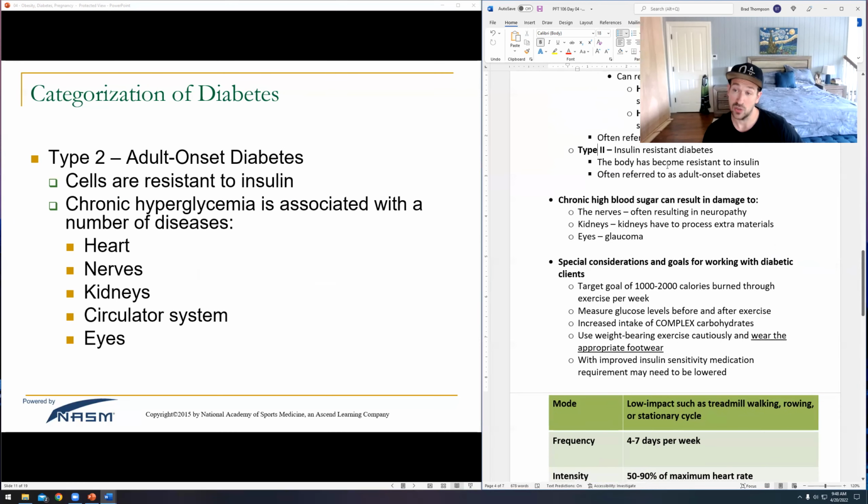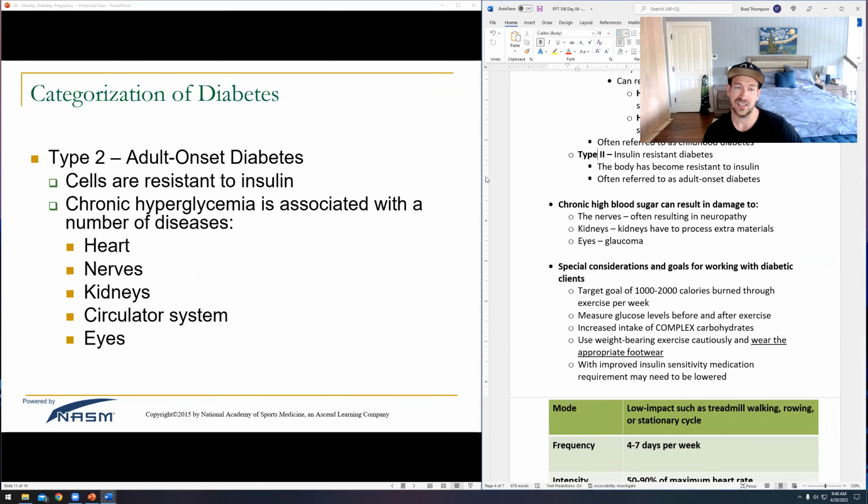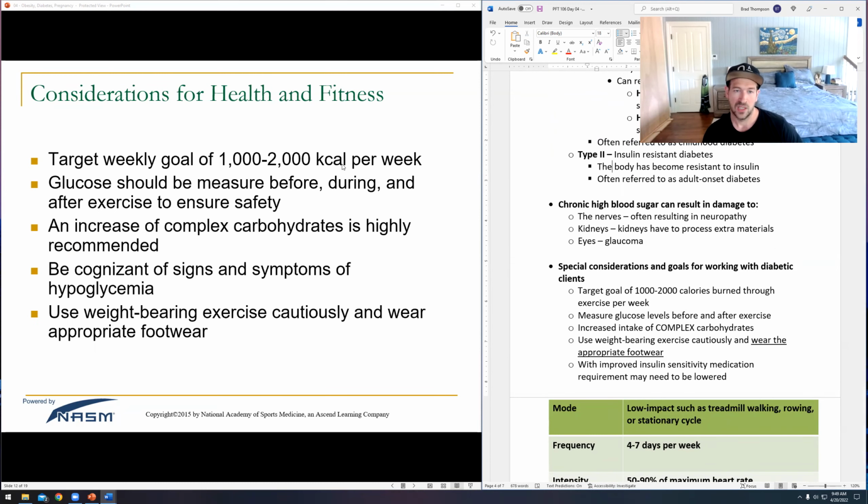Now there is also type 2 diabetes, which is the insulin resistant diabetes, also known as adult onset diabetes. And this is where your cells have actually become resistant to insulin. So you make plenty of it, but it just doesn't work anymore, right? And so that is associated with heart disease. Again, your heart is not getting oxygen delivery. Nerve disease like neuropathy, that's probably the most common one that we tend to see. Kidney problems, circulatory problems, and even problems in the eyes like glaucoma is associated with diabetes as well.